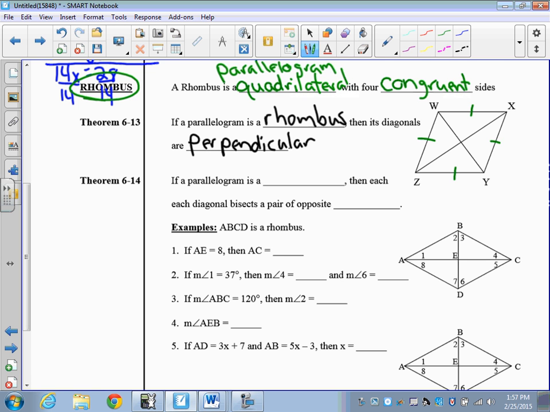So for any parallelogram, the diagonals bisect each other. For a rectangle, they're congruent. For a rhombus, they're not congruent. They still do bisect each other because it's a parallelogram. But the special property here is we have 4 right angles. Another theorem is if a parallelogram is a rhombus, then each diagonal bisects a pair of opposite angles.